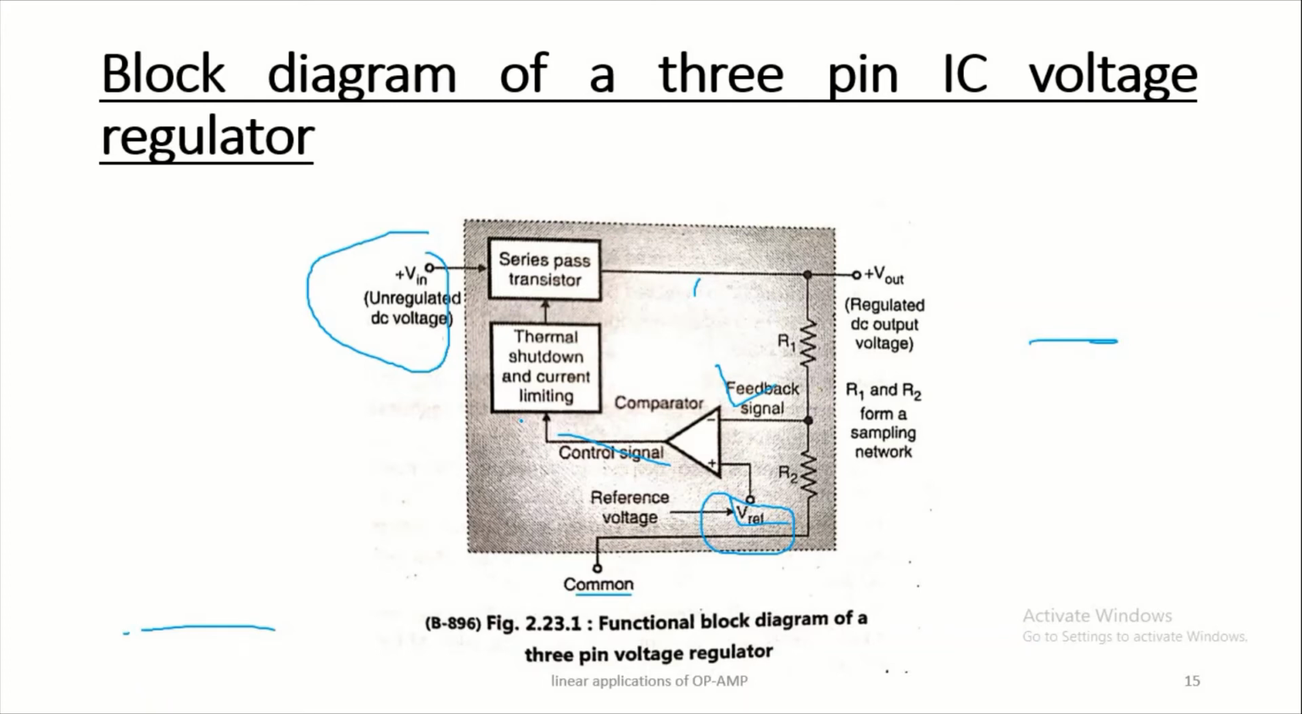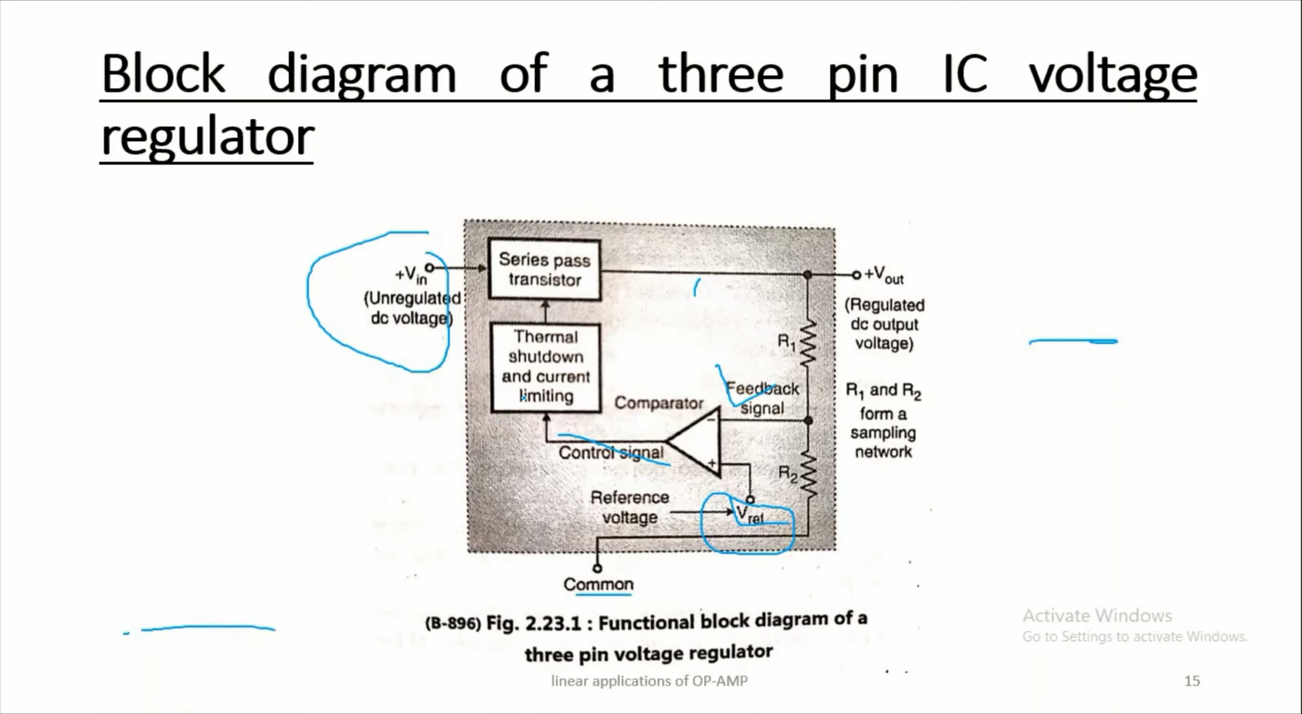If the internal temperature exceeds the predetermined value, then the thermal shutdown block will not allow the control signal to pass through the series pass transistor. This will turn off the chip automatically. The current limiting circuit protects the regulator against overcurrent.